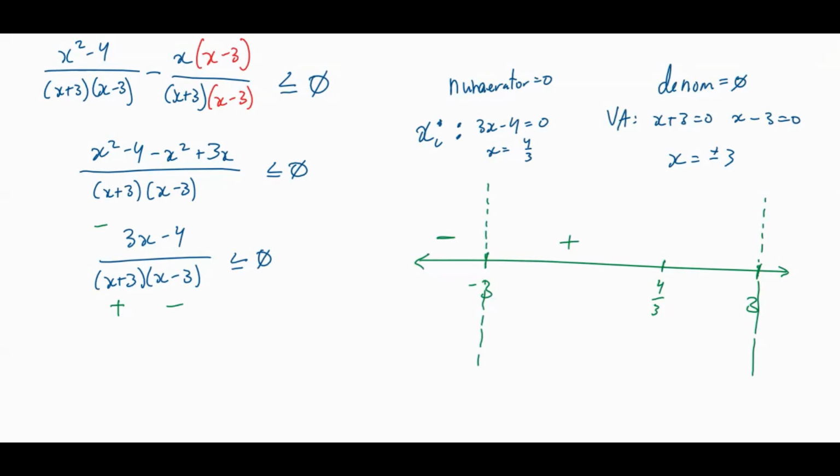What's a value between 4/3 and 3? This is one of those things that you've got to actually think about. What value is 4/3 actually? And pick a number between it and 3. 2. Thank you. So pick 2. 3 times 2 minus 4 is 6 minus 4, which is positive. 2 plus 3 is positive. 2 minus 3 is negative. I got 1 negative. That's negative.